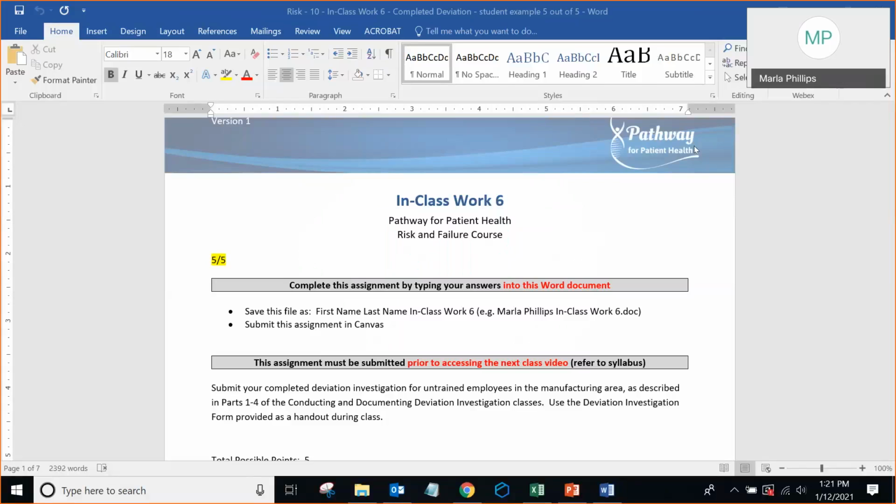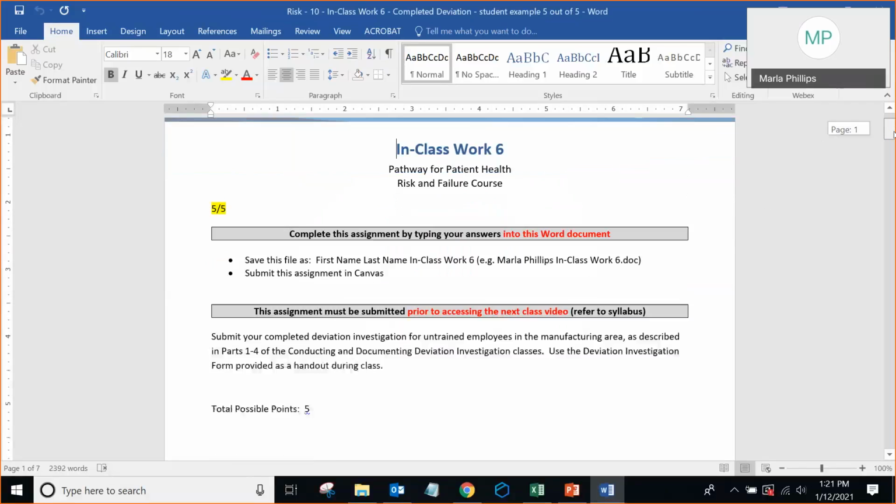I would like to give you an overview for in-class work assignment number 6 in the Risk and Failure Analysis course. In this particular assignment, we are having the students conclude their investigation on the first scenario that we explore in this course, which, if you recall, is based on untrained employees working in a manufacturing area. So again, this particular assignment, they're pulling all the pieces together and concluding the entire investigation.